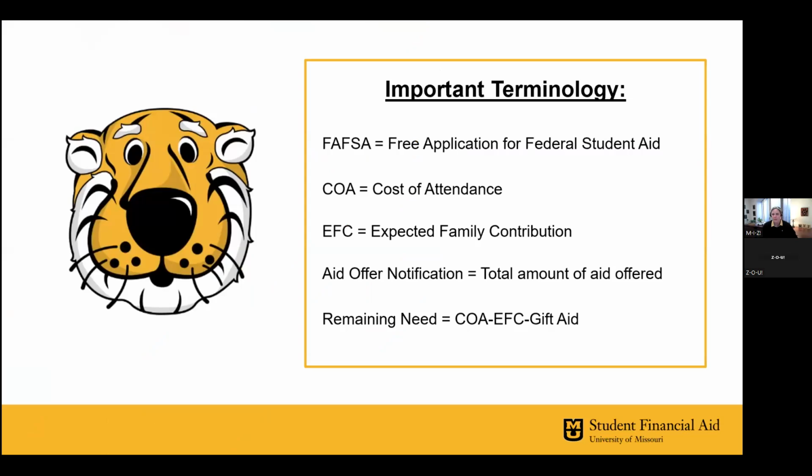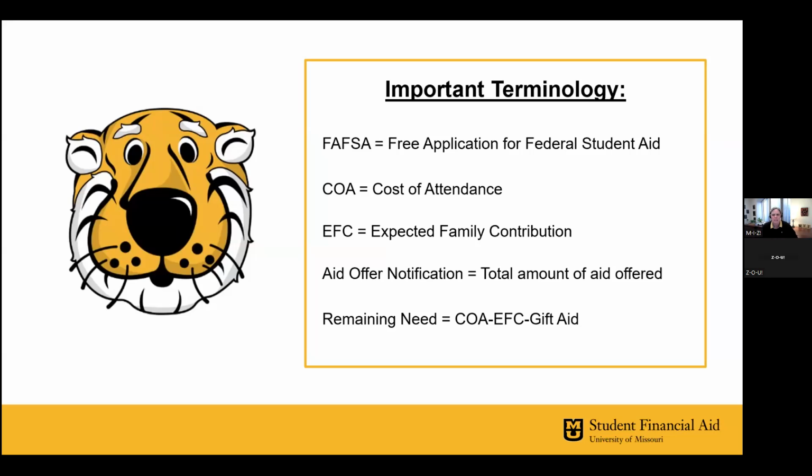Okay, the first thing that we're going to look at here is just some important terminology. Financial aid is littered with acronyms, probably like a lot of industries, but these are some of the ones that we use the most, and we are going to use them throughout this presentation. FAFSA, you're going to hear me say that over and over again. That stands for the Free Application for Federal Student Aid. The COA stands for the cost of attendance. The EFC stands for the expected family contribution. And the aid offer notification, that's not an acronym, but that's basically us telling you in an official way, this is the total amount of financial aid that you're being offered.